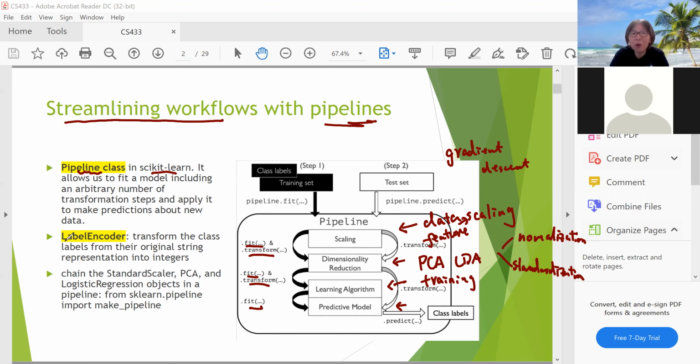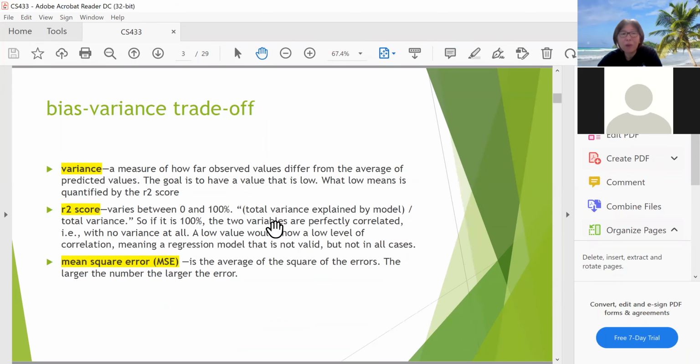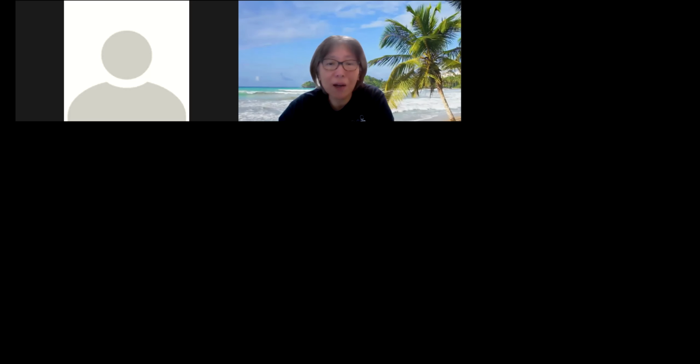And also, if you recall the label encoder we learned previously, it converts from string to integer, for the data feature or target value. So that's the first one regarding pipeline. Next, let's take a look at our code.